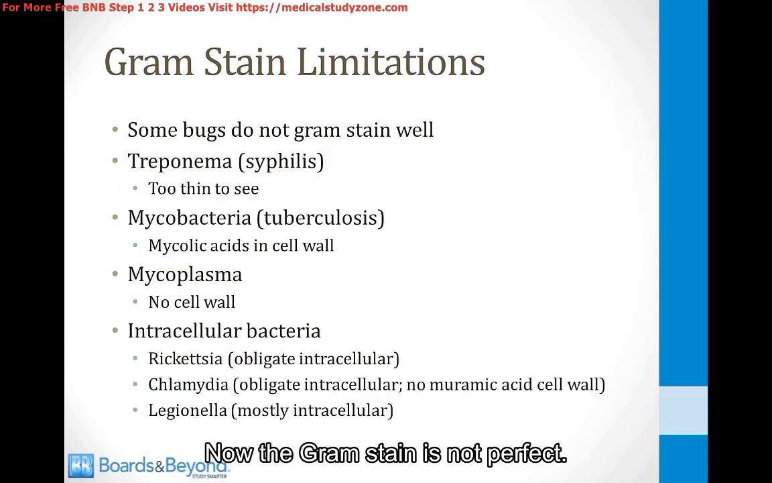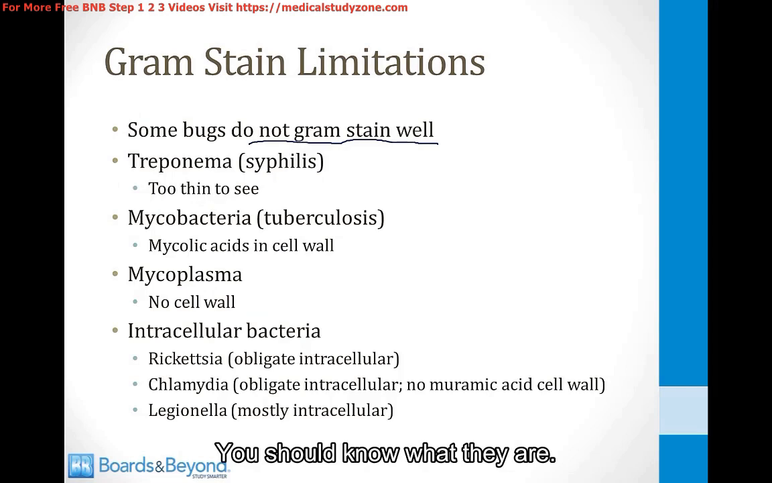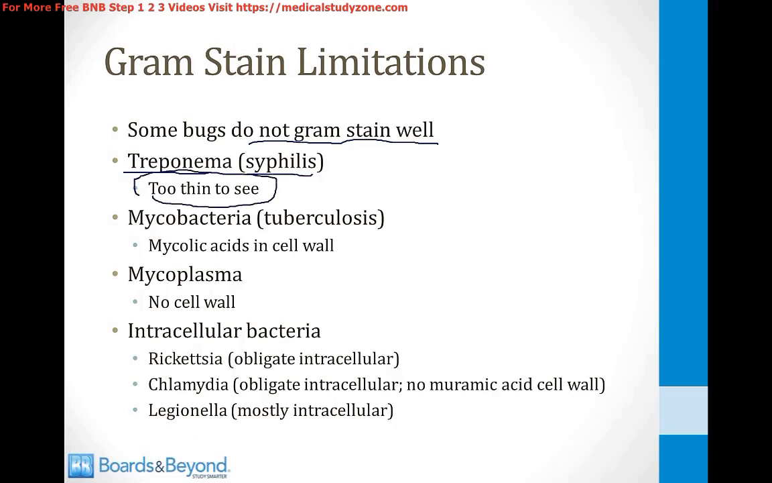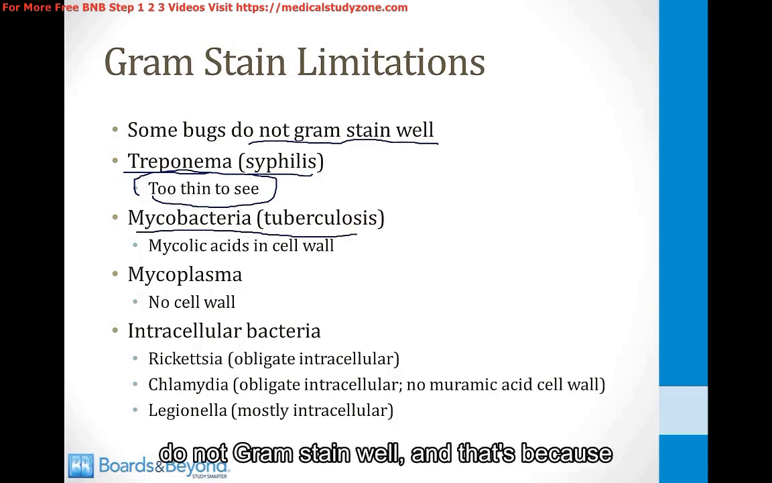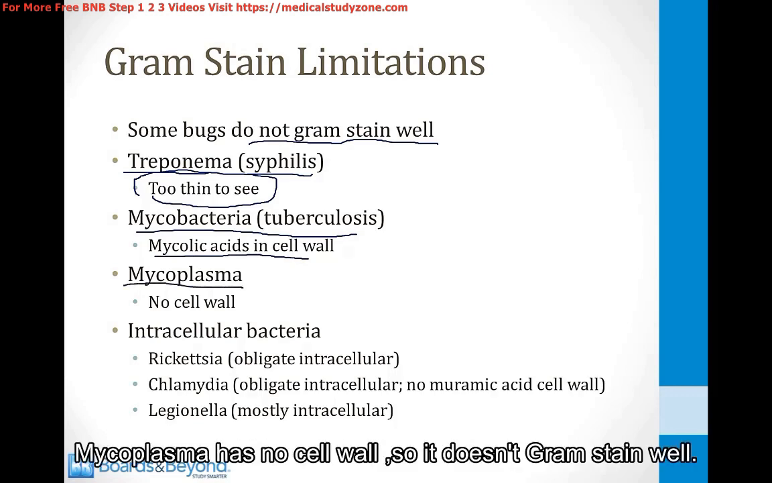Now the gram stain is not perfect. There are some bugs that do not gram stain well, and you should know what they are. One of the first ones is Treponema, which is the causative agent of syphilis. It's a spirochete, and it's too thin to see, so it doesn't gram stain very well. Mycobacteria, especially tuberculosis, do not gram stain well, and that's because they have mycolic acids in their cell walls. And we use special stains called acid-fast stains for mycobacteria. Mycoplasma has no cell wall, so it doesn't gram stain well.